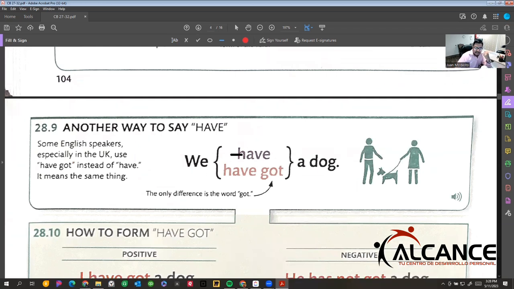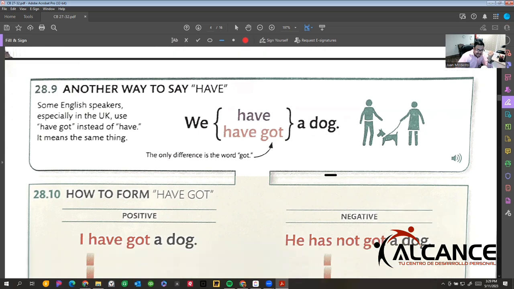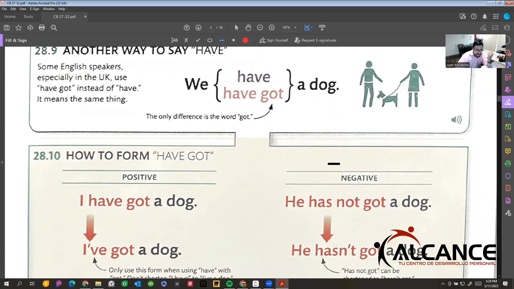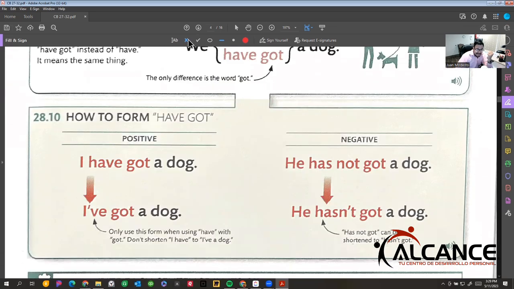Here, you can say we have a dog, and you can also say we have got a dog. Have got is mostly used in the UK, in Inglaterra. There's some people here in America that use it, but most of the people in UK use it. So they would say we have got a dog. In America, if you say we have a dog, si dices we have a dog, también está bien. If you say we have got a dog, también está bien, right?